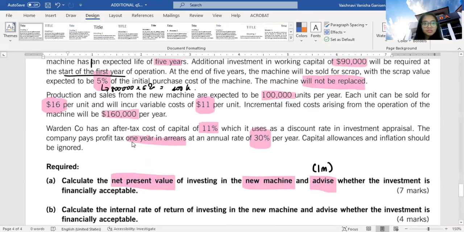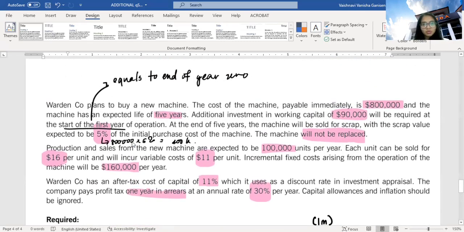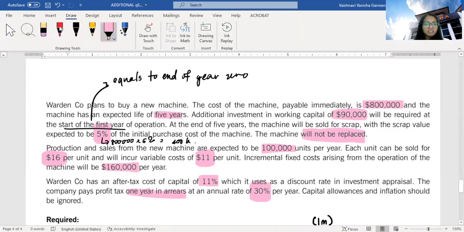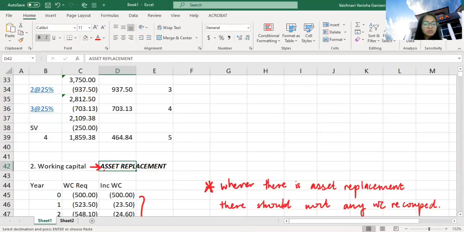Okay, now how do you do this? How do you go ahead with the answer? Guys, the only difference between this question and the other questions is that in this particular question, there is no inflation. So when there is no inflation, there is no increase in the value of your money over time. All right, and he also asks you to specifically ignore capital allowance and inflation.